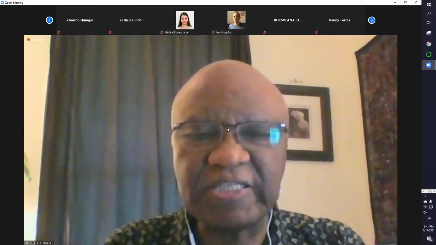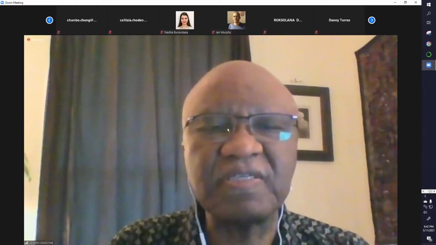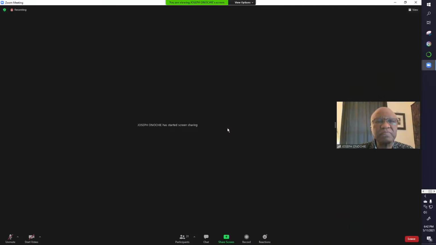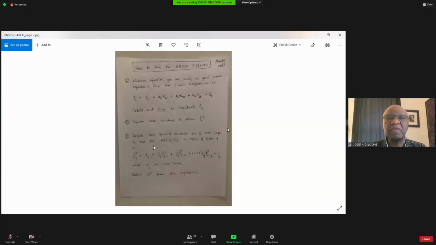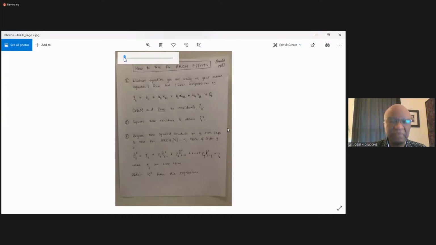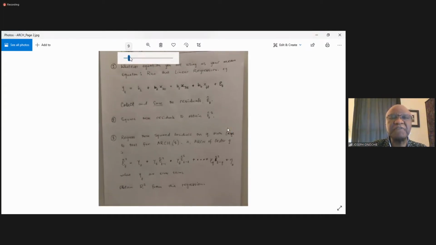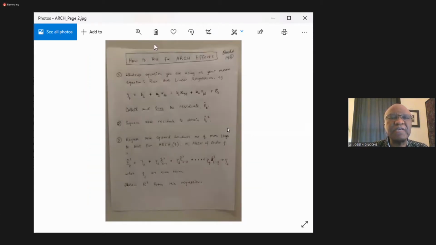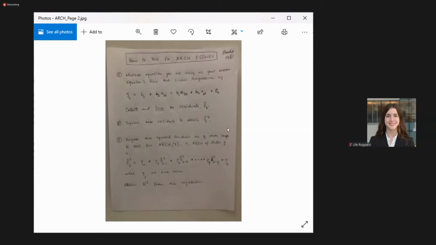So how do we test for ARCH effects? Again, this is page 2 of the 4-page handwritten handout you have. How do you test for ARCH effects? Wait, are you guys looking at this? Yes, we can see it. You can see on top here, test for ARCH effects, right? Yes. Okay, good.